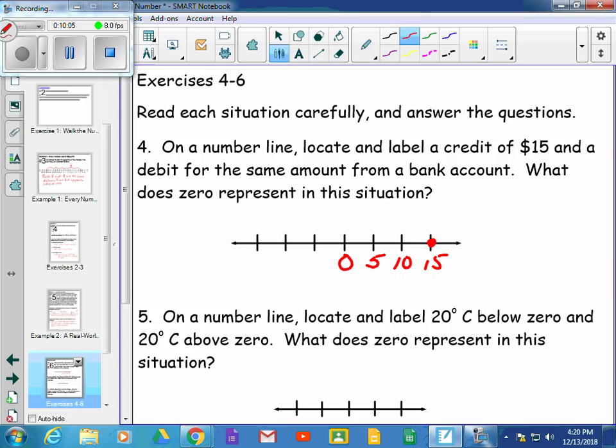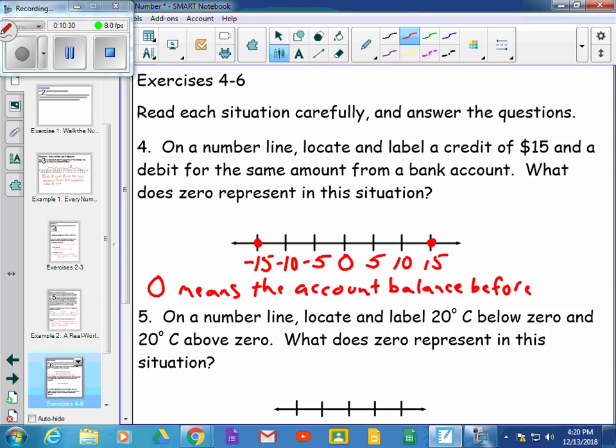Now we need a debit for the same amount. That means take money out of the bank. We want to take $15 out. That would be a negative 15 to our bank account. What does 0 represent? 0 means the account balance before any money was taken, or before any transaction. A transaction would be money taken out or money put back in.